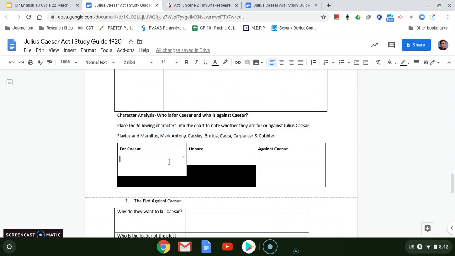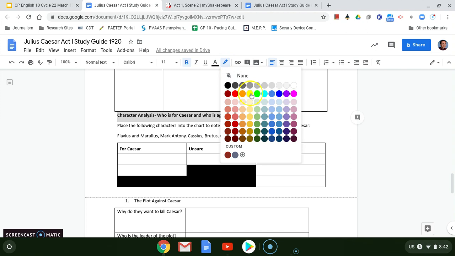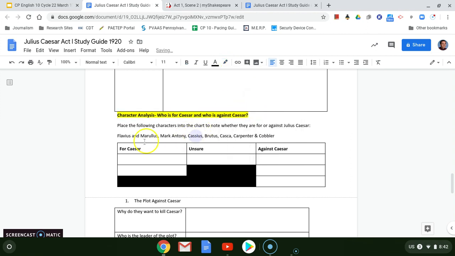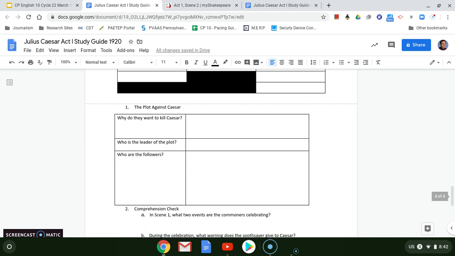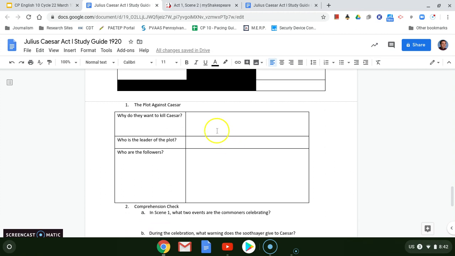Okay, there's a character analysis here because, again, the big question is who is for Caesar and who is against Caesar. So your job here is to identify which of these characters that you're going to interact with over the course of this act, who's for Caesar, who's against Caesar. There is a character that we're really not sure about, and that leads us to the next act. You're going to identify the plot against Caesar. Why do they want to kill him? Who is the leader? Who are the followers?